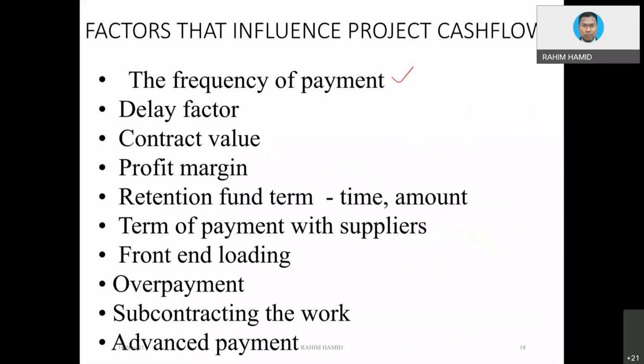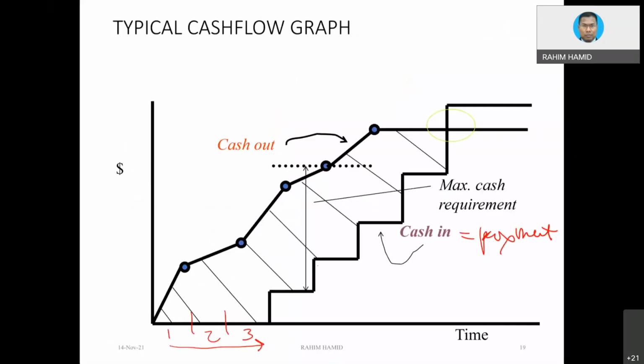So the frequency of payment, delay of payment, contract value and profit margin are interrelated. If your project profit margin is very big and your cost is not that much, in certain contracts, maybe you are lucky enough, especially in lump sum contracts. So if your profit margin is big, you are going to get this graph at a much higher level, and at the end of the day, the gap is reduced because of the higher profit margin.